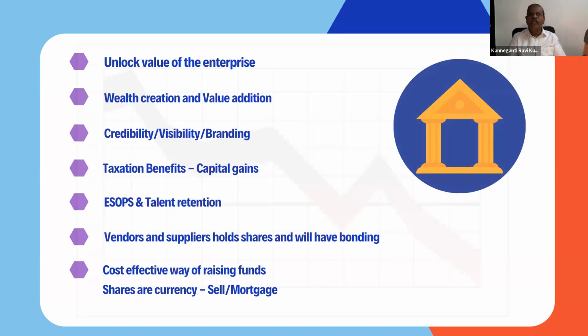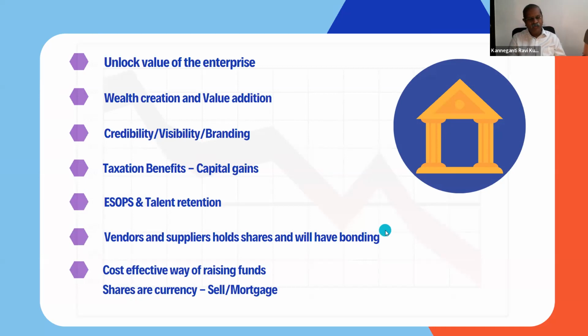So the first advantage is unlocking the value of the enterprise. What is unlocking the value? Means you may have had your business over a period of 5 years, 10 years, 15 years, or whatever it may be, and you might have developed your business from scratch to the top level. So your valuation of the business will be tremendous, and it is not visible to anybody. Your business may be worth more than 10 crores or 100 crores, but that is not visible to anybody. Your valuation is not displayed anywhere.